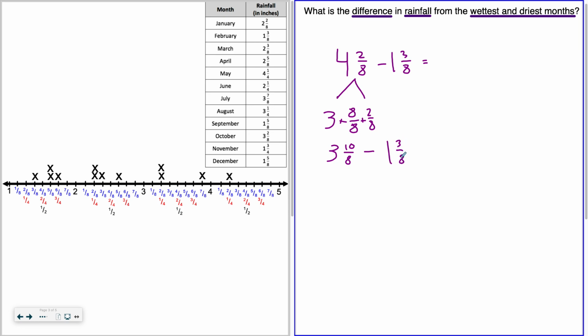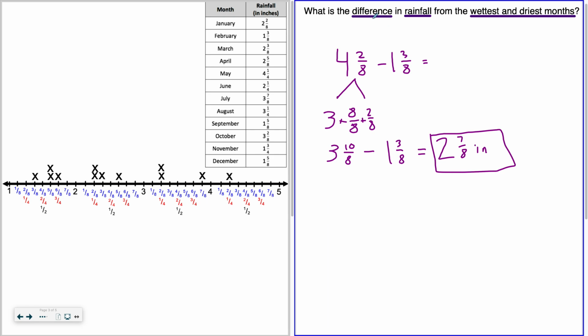So I now have enough eighths to subtract the 3/8, because 10/8 is greater than 3/8. So I'm ready to subtract. 3 wholes minus 1 whole is 2 wholes. 10/8 minus 3/8 is 7/8. So the difference in rainfall from the wettest and driest months is 2 7/8. I always want to include my unit, inches.